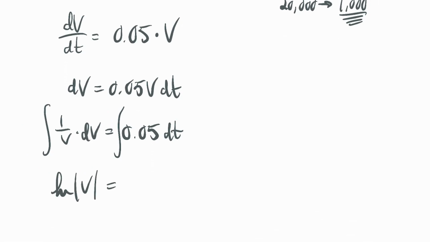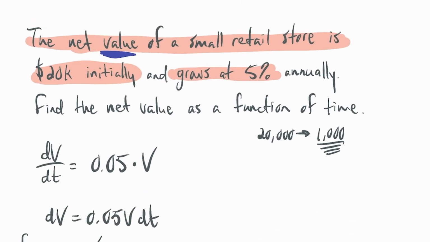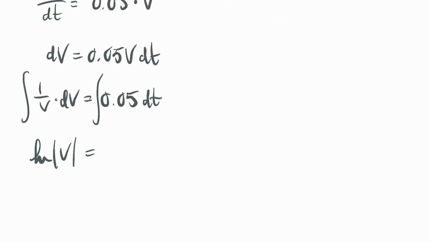And you might be wondering, well, wait a minute. The value is the value of the company, right? Net value. Could net value be negative? Yeah, it sure could. But in this context, we're going to find out that it won't. You'll see what I mean. Okay, so on the right-hand side, well, what's the antiderivative of 0.05? Or I really should say what's an antiderivative, but let's say what's the general antiderivative? Well, that's going to be 0.05t plus c, of course.